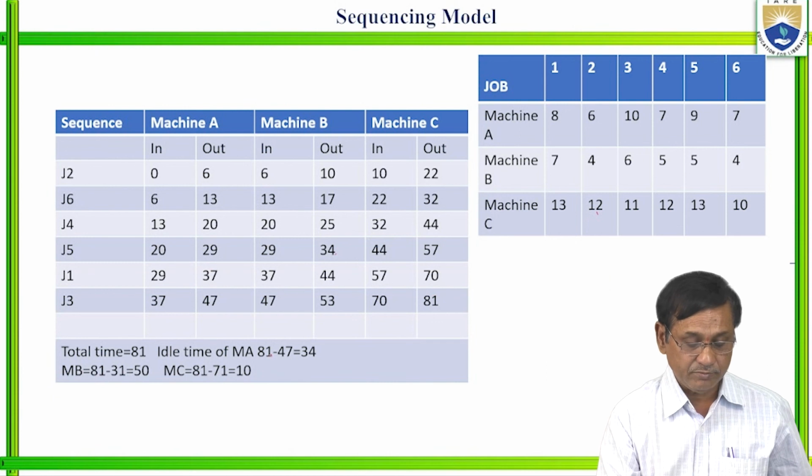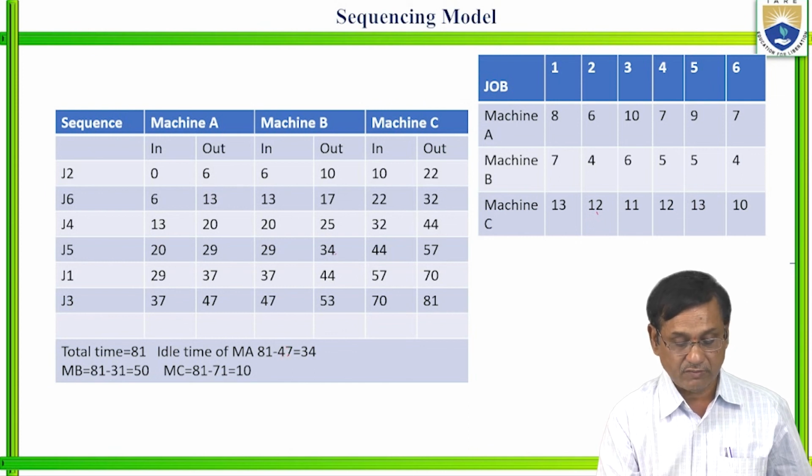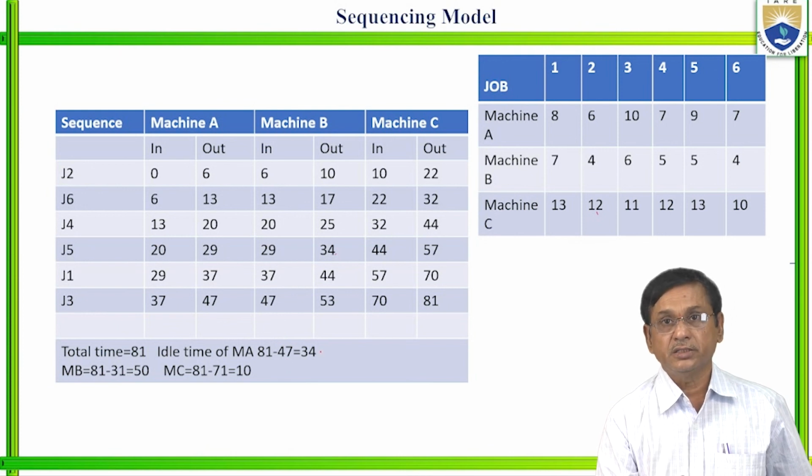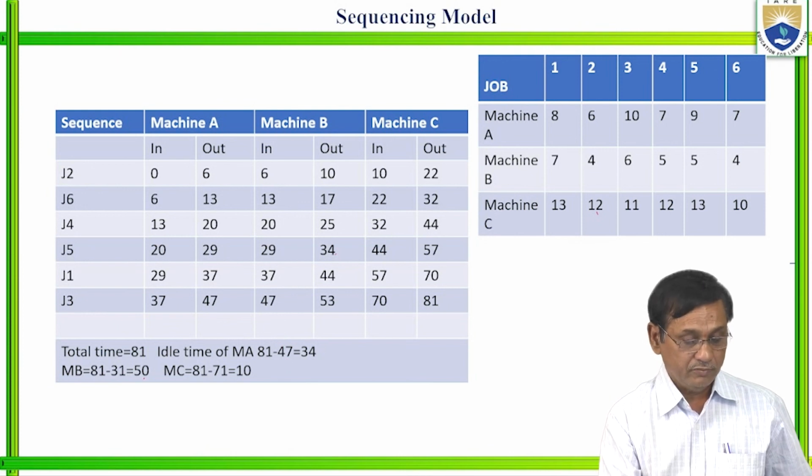And as for the idle time of machine A, it is the total time required minus the processing time of that machine. 47 hours are required on machine A, so the waiting time of machine A is 34 hours. The waiting time of machine B is 50 hours, because the processing time of machine B is only 31 hours. Then machine C waiting time is 10 hours. The processing time of machine C is 71 hours.